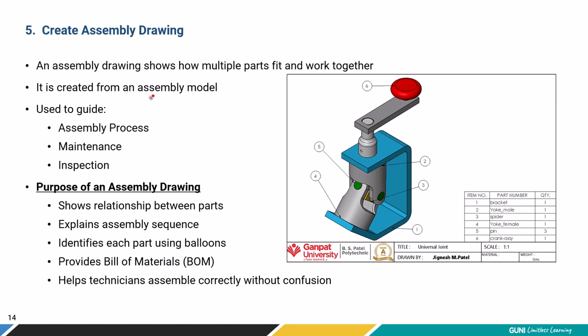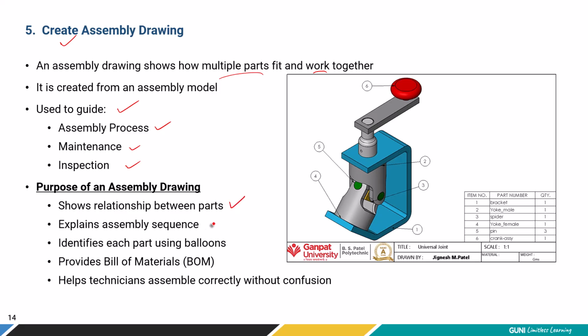Just like part drawing, SolidWorks also allows you to create assembly drawing. Now the purpose of assembly drawing is to show how multiple parts fit together and work together. So it is used to guide the assembly process, maintenance process and inspection. The main purpose of assembly drawing is to show the relation between the parts.